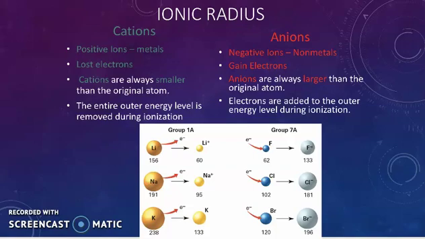On the contrary, your anions, your negative ions, your nonmetals, remember they gain electrons. They're always larger than the original atom because the electrons are added to the outer energy level during ionization. So they're gaining electrons, so they're getting bigger. So the ionic radius makes sense: your cations are getting smaller because they're losing electrons, and your anions, the ones that are gaining electrons, are getting bigger.